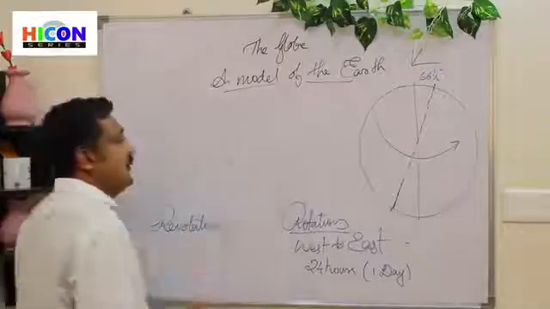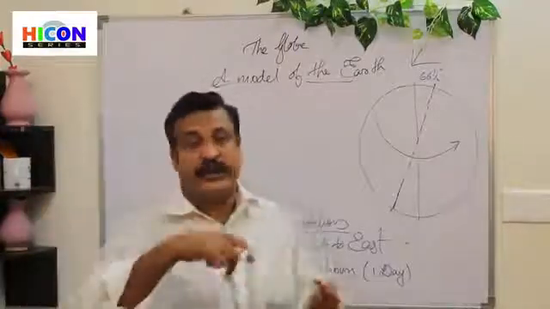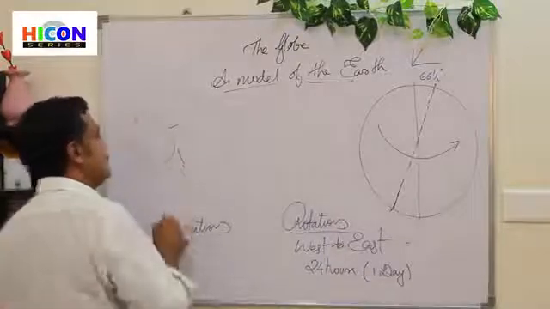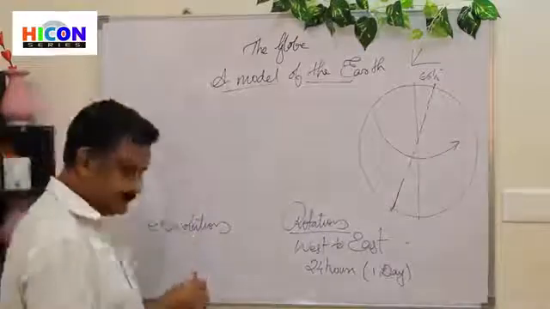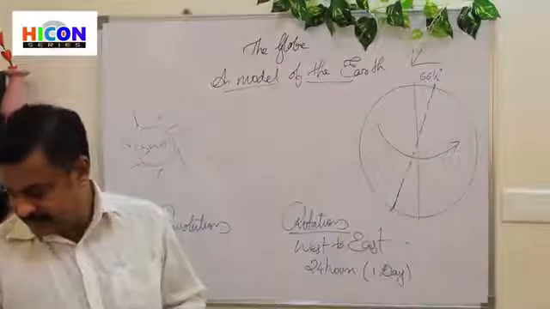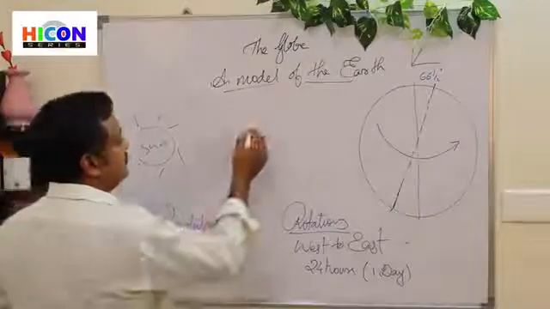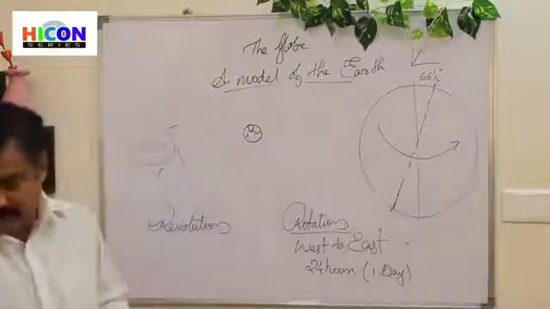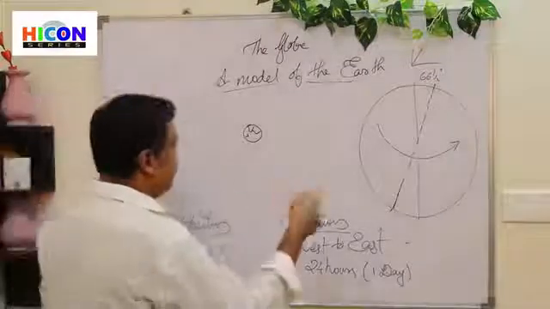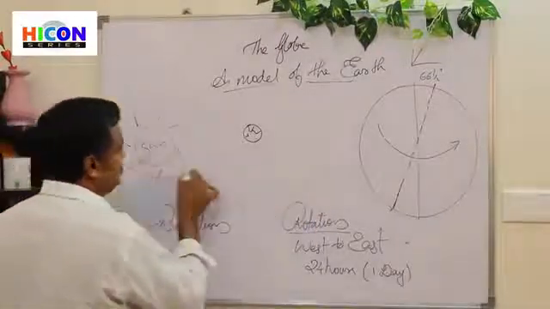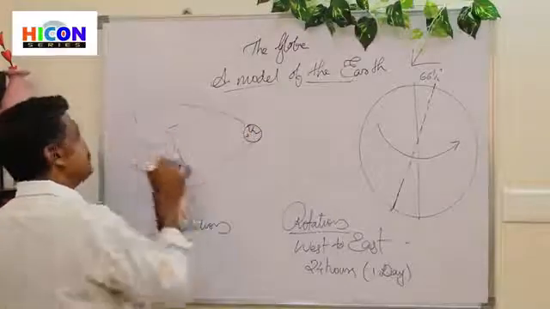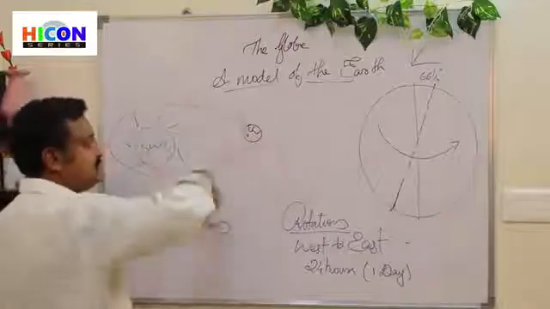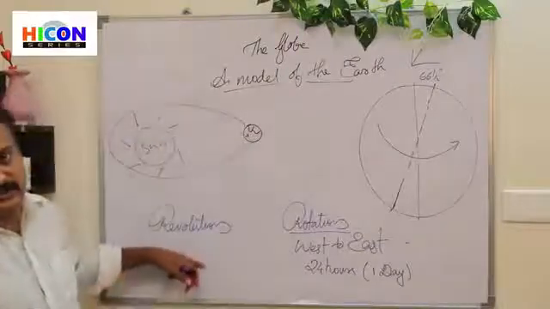As the earth rotates on its own axis, it has another movement around the sun also. So imagine this is the sun and this is the earth. As it rotates on its own axis, the earth moves around the sun also. So this movement of the earth around the sun is called a revolution.